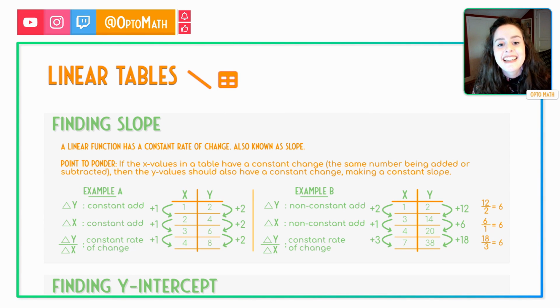Hey Opties! Today we're going to be talking about linear tables, specifically using the slope-intercept form of a line. So let's talk about how you find slope from a linear table.